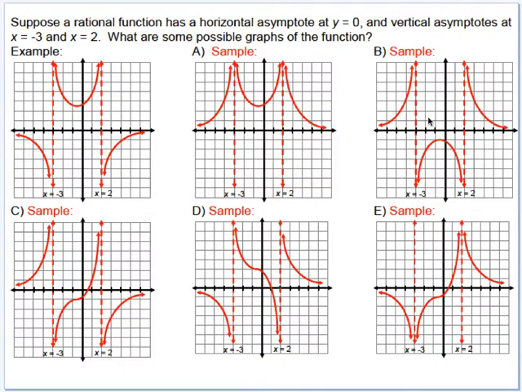All right, so let's go ahead and get started with the notes. Find this page in your notes. We just have several different examples of different scenarios that you can have when you have a horizontal asymptote at y equals 0 here and vertical asymptotes at -3 and 2.